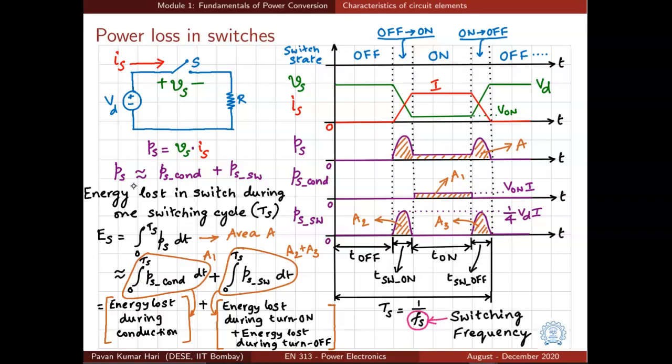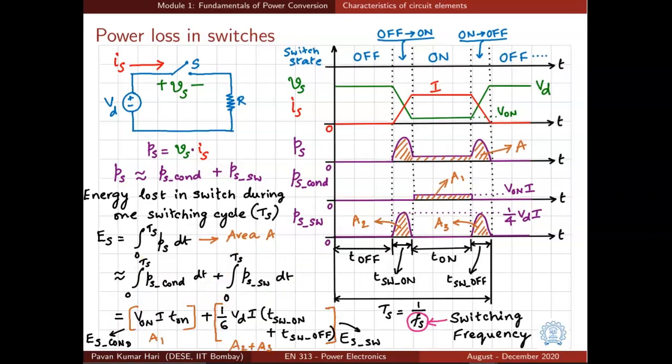The peak value of conduction loss is Von multiplied by the current I, and the peak value of switching loss is 1/4 Vd times I, as indicated in these two plots. The areas A1, A2 and A3 can be calculated by simple mathematics. A1 will be equal to Von I Ton, and the sum of A2 plus A3 will be equal to 1/6 Vd I into (Tsw,on plus Tsw,off).